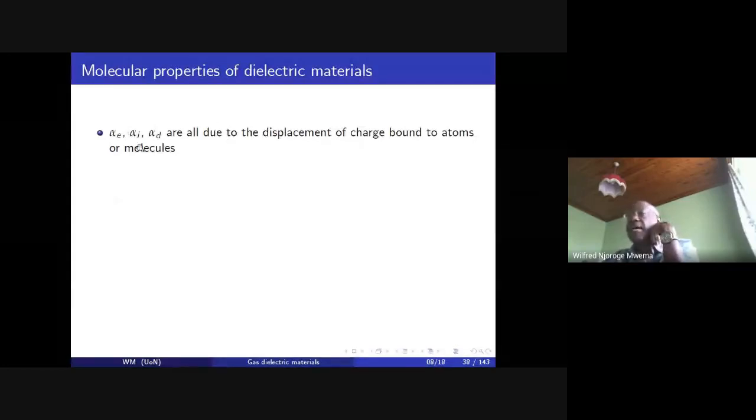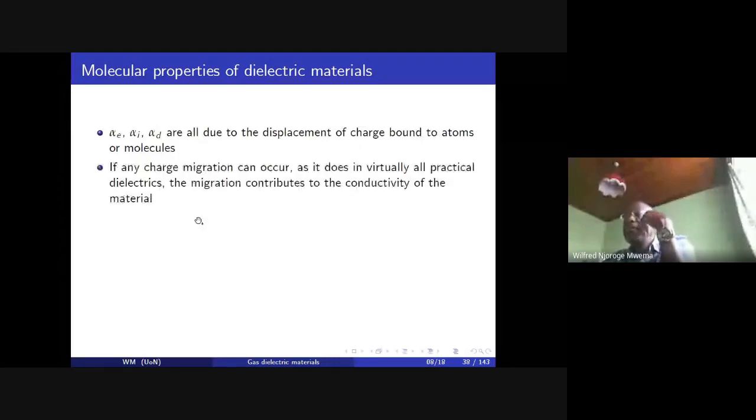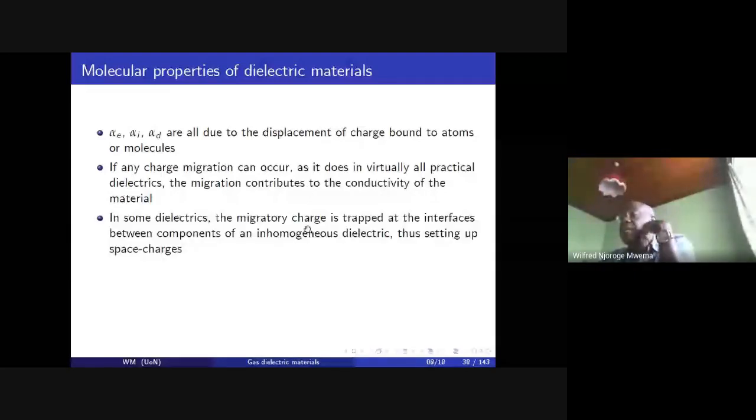So alpha E, alpha I, alpha D are all due to displacement of charge that is bound to the atoms or molecules. However, charge migration can occur in the material, and this will always happen in practical dielectrics, which have a finite amount of free charge. The migration will contribute to the conductivity of that material. And in some dielectrics, the migrating charge will be trapped at the interfaces between the components of an inhomogeneous dielectric material, and therefore set up space charges.